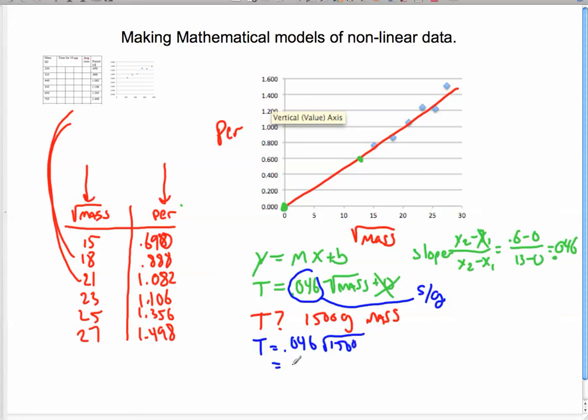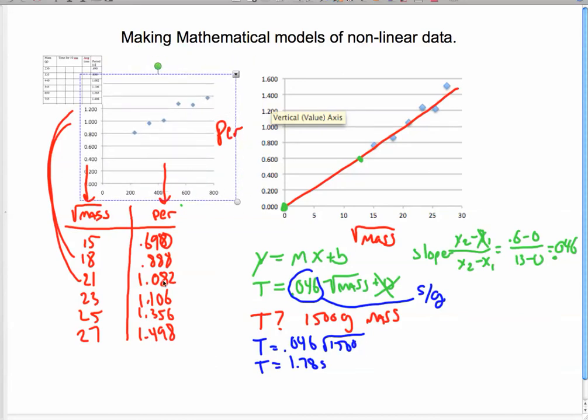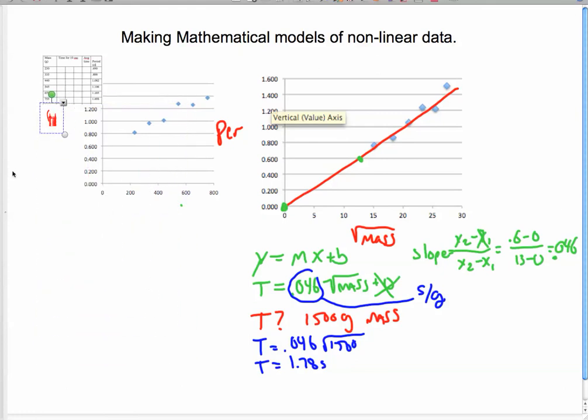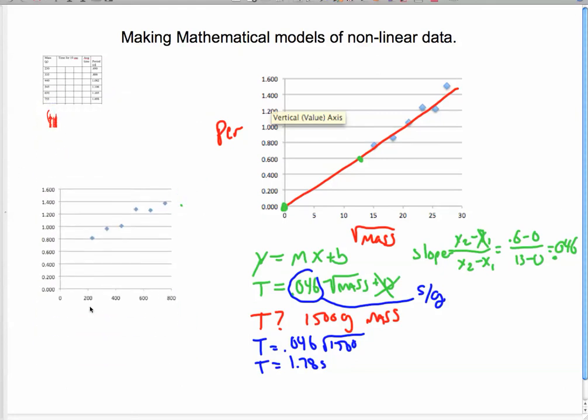And then if we use our calculator, you can pause the video to do that if you'd like. I get a period of 1.78 seconds. Period of 1.78 seconds. And to show that, let's go back up to our original graph, our non-linearized graph. Let me shrink this and get this out of here. So here's our nonlinear graph.